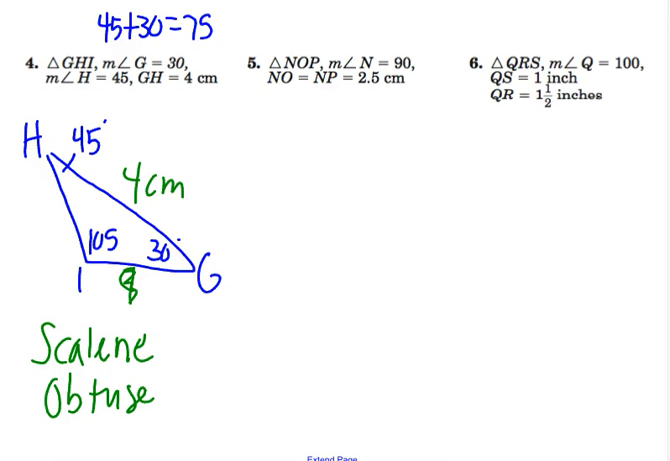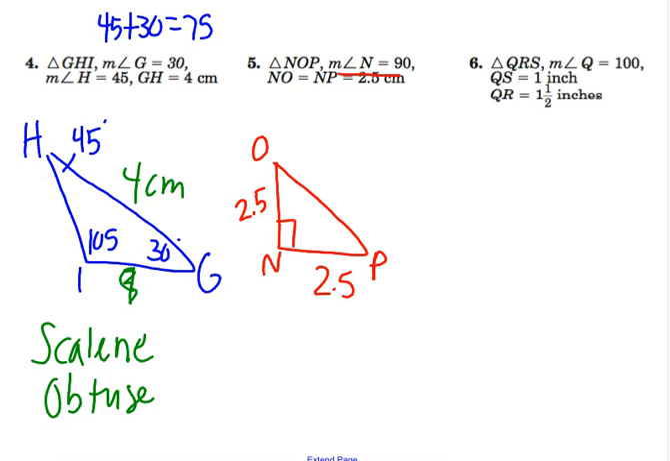Triangle NOP, where we have a right angle at N, and then my other 2 sides are 2.5. Here's N, O, P, NO is 2.5, and NP is 2.5. So I'm going to have an isosceles. 2 sides are the same. I spelled that wrong. I'm going to spell that wrong all year. And then I have a right angle, so it's a right triangle.